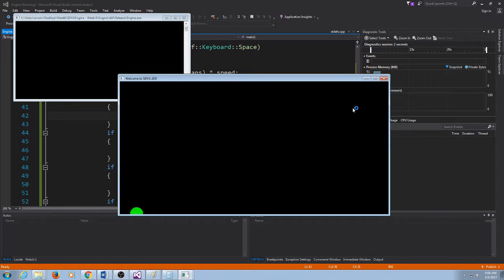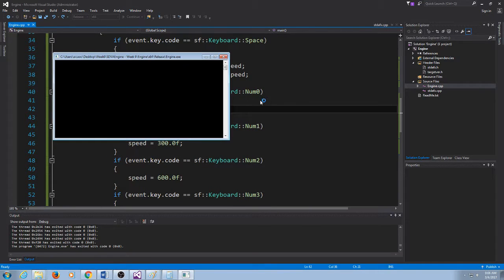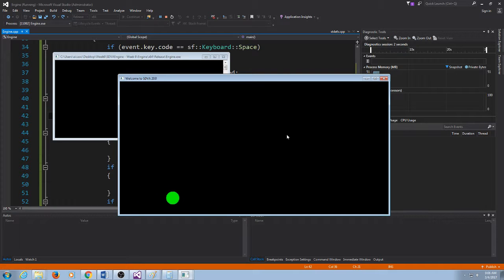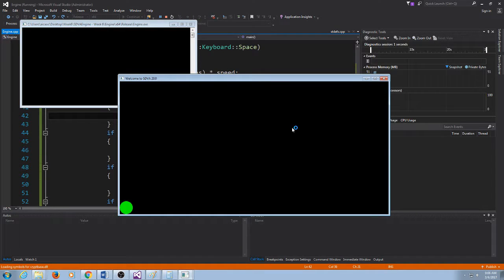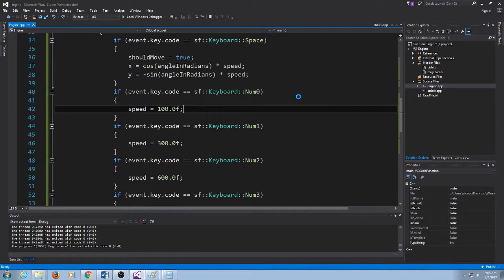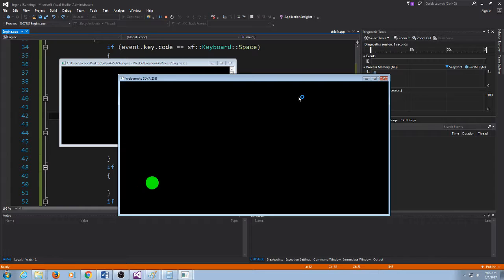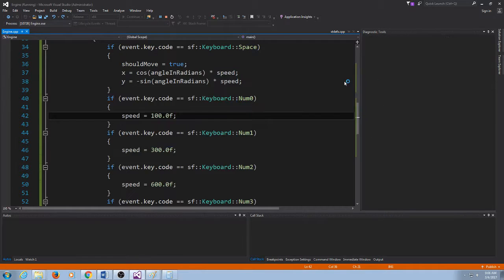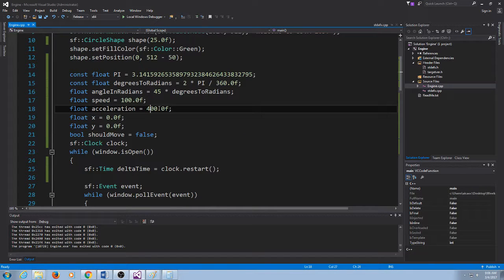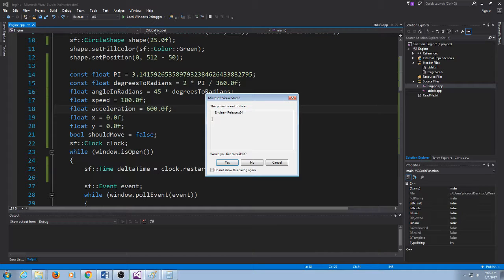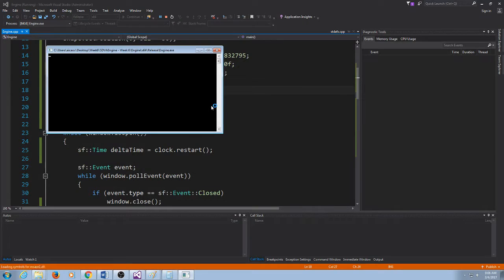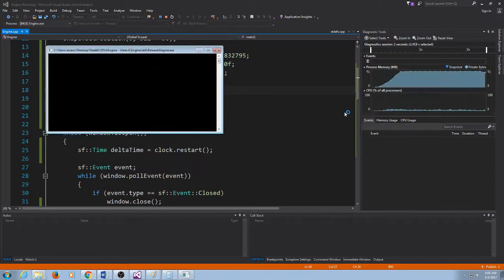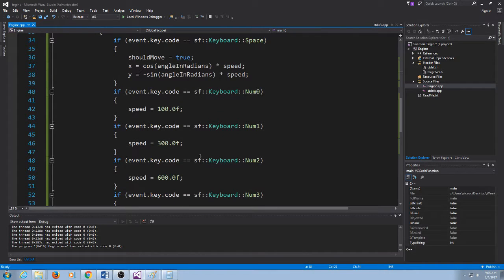Okay, so press spacebar, there's my 100. Press 1 and then spacebar, there's 300. Press 2, spacebar, 600. And then press 3. There it goes. Okay. Questions before I move on? Setting the speed: once you have a variable for that, it's rather straightforward to have the speed be adjusted by these 4 keys.